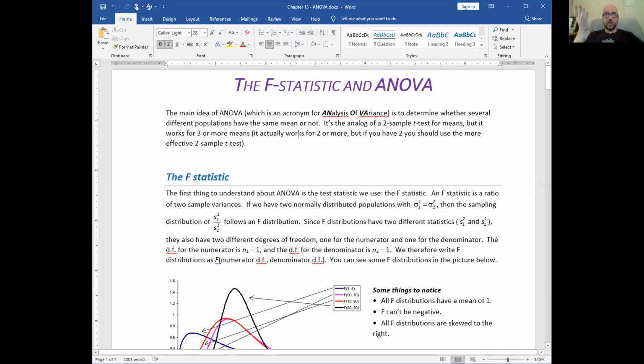So what we eventually want to do is analysis of variance. That's going to be our primary use for the F statistic, but not yet. Right now, I just want to introduce what it is. So the F statistic is a statistic that we use that makes a particular kind of sampling distribution, F distribution, unsurprisingly. And so here's the idea.